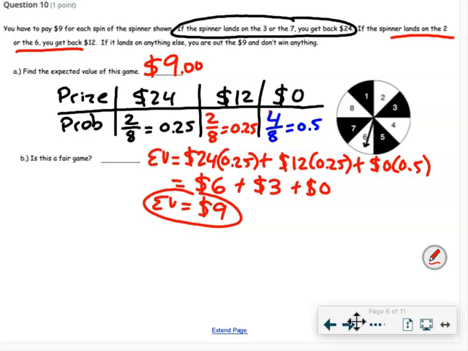The question is whether or not it's a fair game. Well, you have to look at how much you have to pay. This says you have to pay $9 for each spin. That matches our expected value. These 2 things are the same amount, which means, yes, this is a fair game. The only way that it's a fair game is if the expected value matches the cost to play.